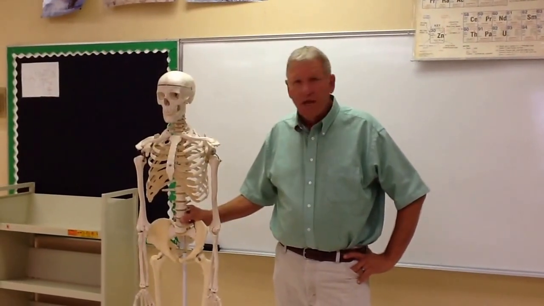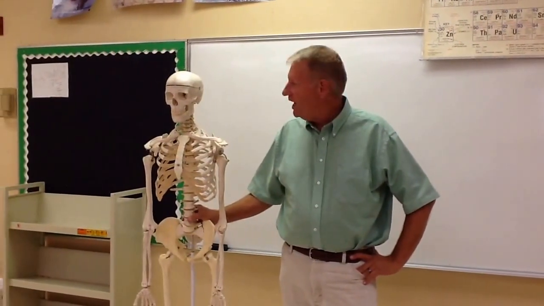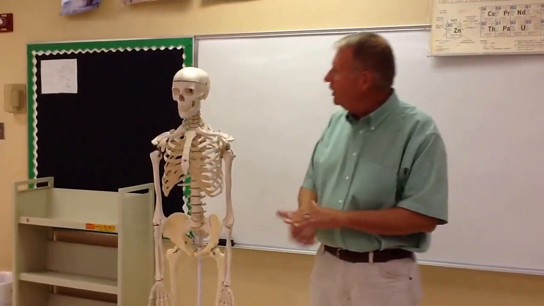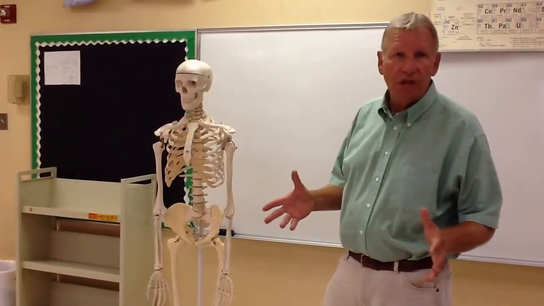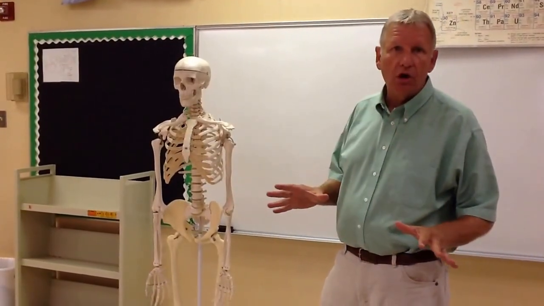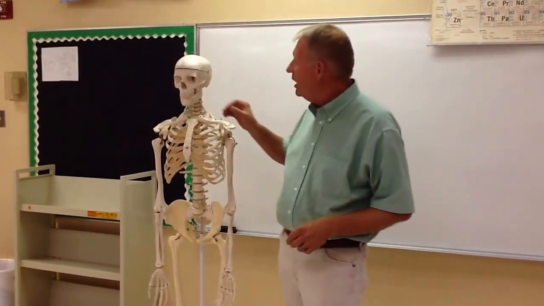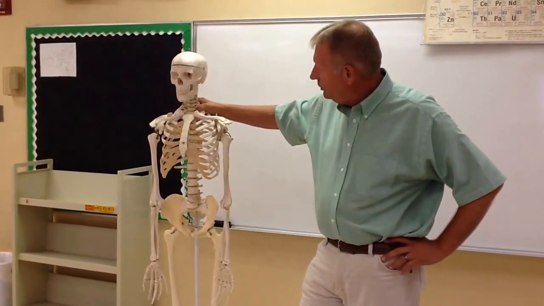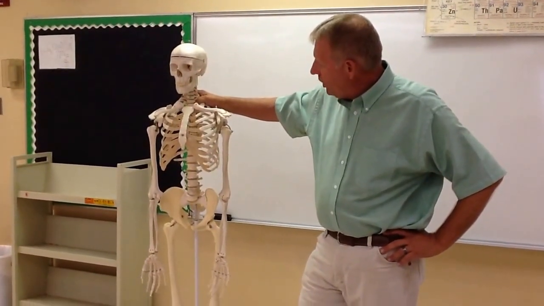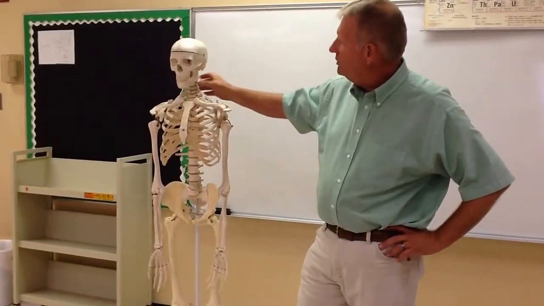Well, we have Seymour Bones with us today, and we're going to talk about some of the human anatomy things that we look at and that we study. But I want to show you some of the things on Seymour here. So when we look at the skeleton, of course, we see the bones, we see the cartilage, we see a lot of different things.